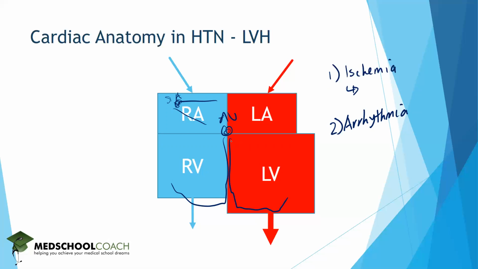But now, because the LV is so much bigger than it normally is, this conduction pathway looks a lot more disorganized. Now it's confused about where to go. So now you're at a higher risk of arrhythmia. These are the two main reasons why having LVH, left ventricular hypertrophy, is dangerous.